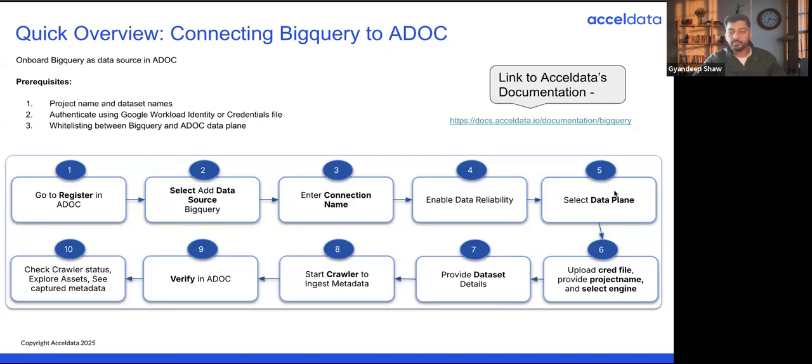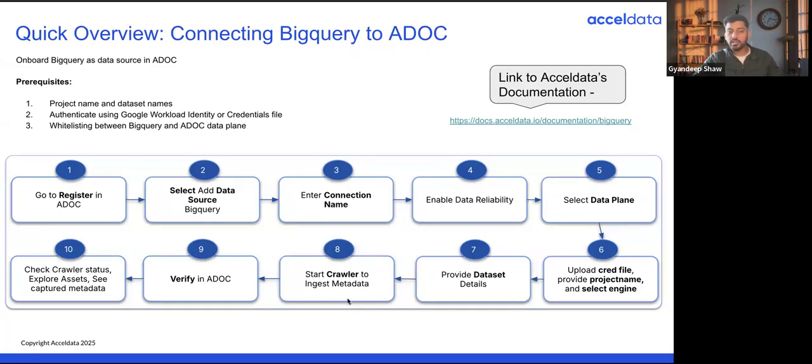So this integration only works after the data plane is deployed, whether you use the push down mechanism or whether you use the data plane engine, right? The data plane setup is required. And then the next step here is to provide the credentials file for authentication, and provide the project name, or select the engine, whether you want to use the Spark engine or push down engine, and then provide the temporary data sets, save the configuration and start the crawler that will ingest the metadata into the control plane.